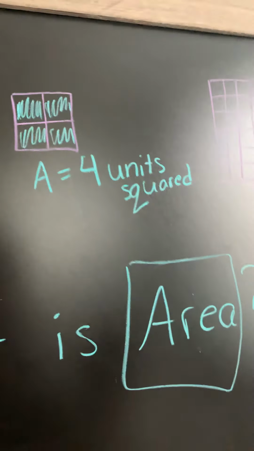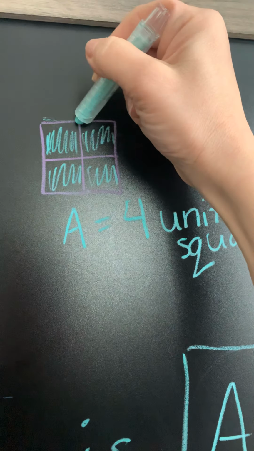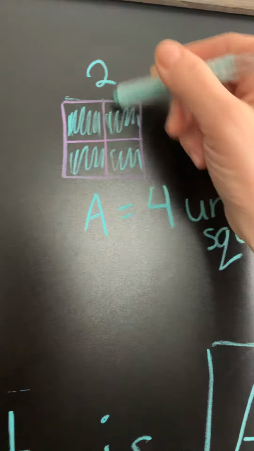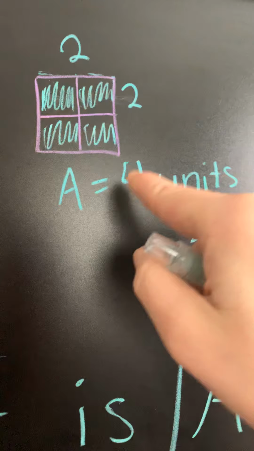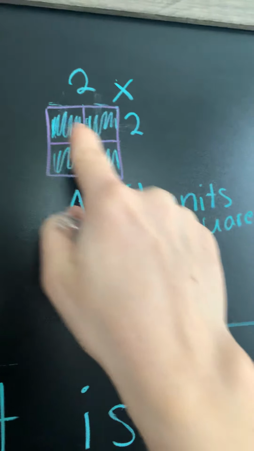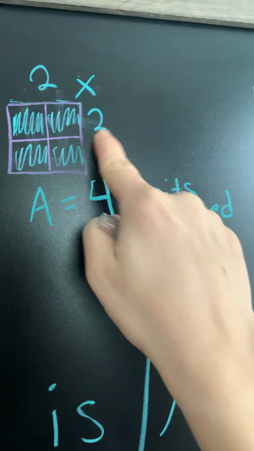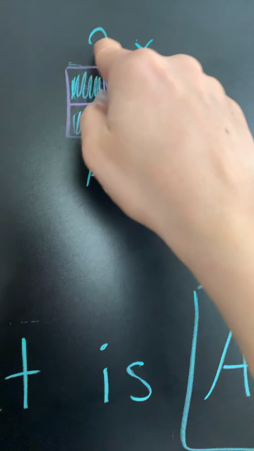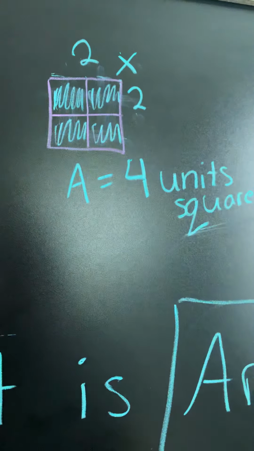But when you look at that, there are 2 columns. If you count the rows, there's 1, 2. So what you're doing is multiplying the columns and the rows. 2 times 2 is 4. So that's why it's 4 units squared. So area is everything inside, but it's the same thing as multiplying the columns and the rows, or length and width, okay? Here's a harder one.